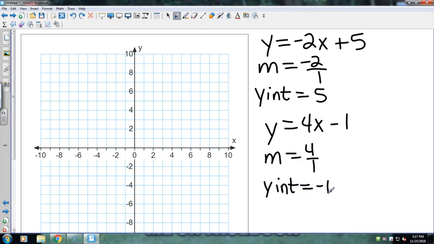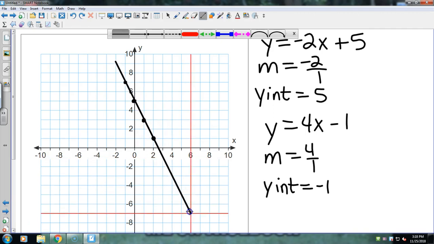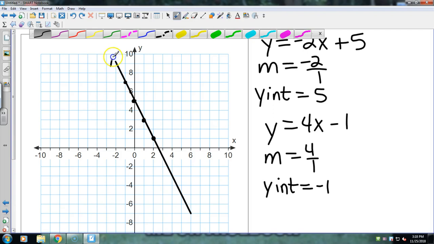So let's graph these real quick. The first one, my y-intercept is 5. And my slope is negative 2 over 1. So I'm going to rise negative 2, which means I fall. And then I run a positive 1. So I'm going down 2 and to the right 1. I could also go up 2 and to the left 1. It works. So here is my line there.